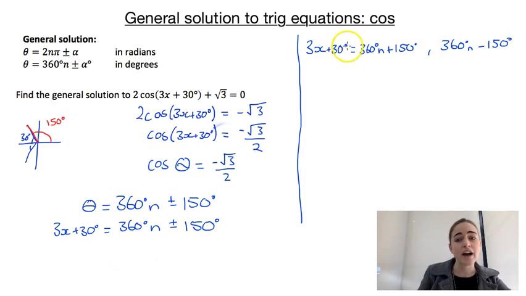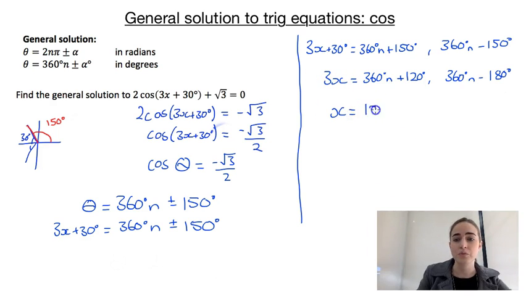Now that I've got those, I can subtract 30. So I'm going to have 3x equals 360 degrees n plus 120 degrees, or 360 degrees n minus 180 degrees. Now I'm going to divide everything by 3. So I'm going to have x equals 120 degrees n plus 40 degrees, or 120 degrees n minus 60 degrees. So those are our two general solutions to this equation here.